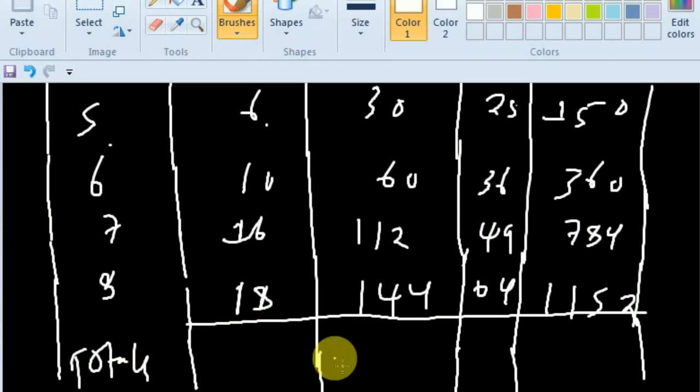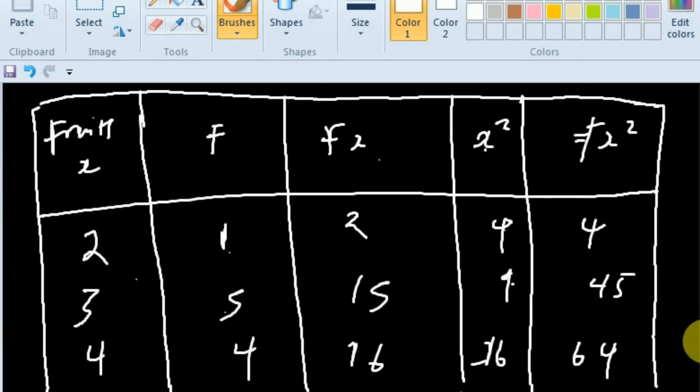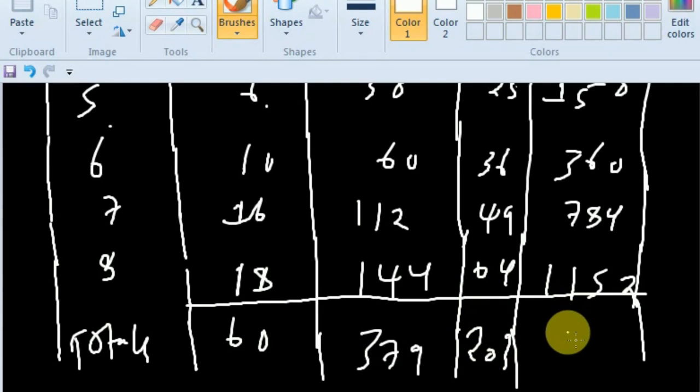So the totals there, we'll start adding all these columns for f, fx, x squared, then x squared f. For this column of f, the total is going to be 60. And if you add these numbers up, your answer is going to be 379. For this column, it's going to be 203, and for this column it's going to be 2559.